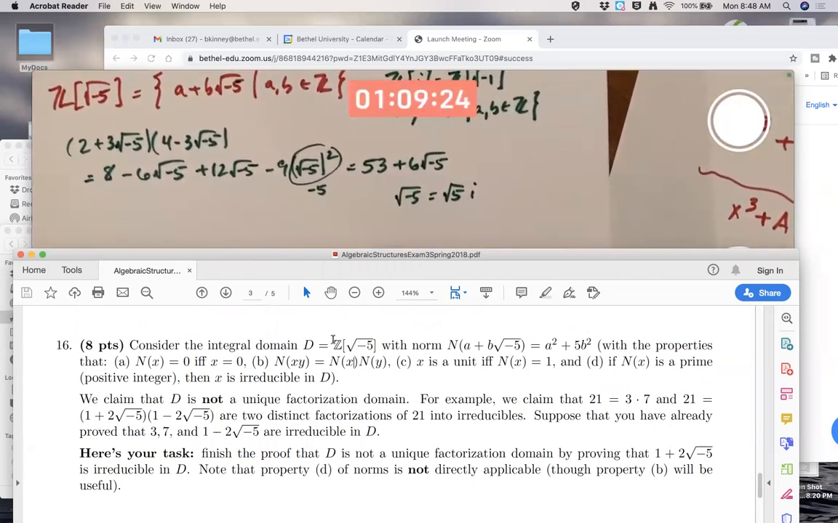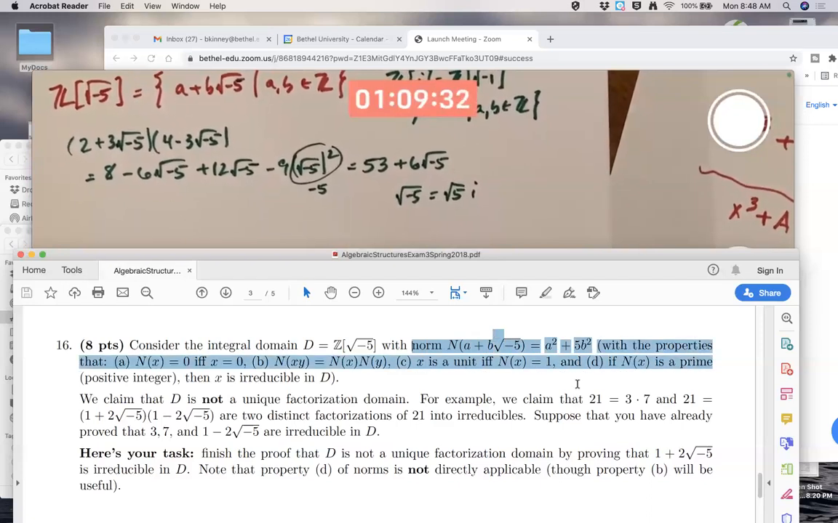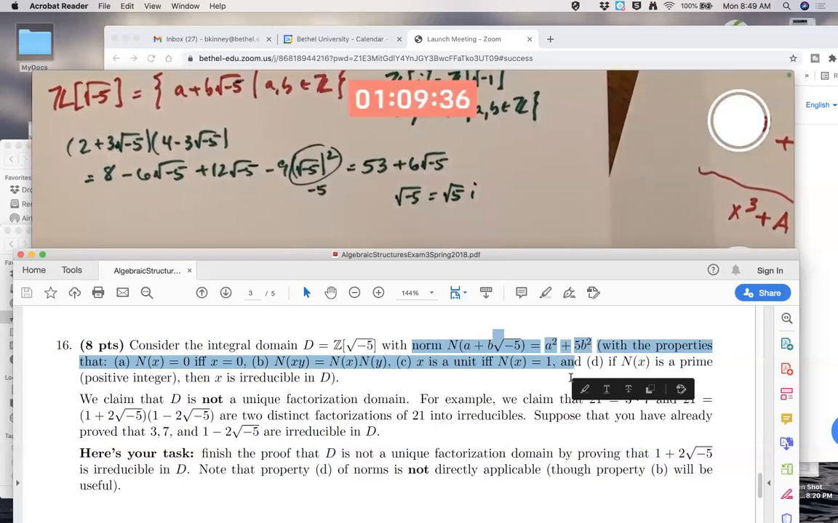This is a ring. In fact, it's an integral domain, so it's got no zero divisors. It's got something called a norm. I'm trying to remember if I introduced this in a lecture you already watched, or will it be a lecture to watch today? I don't remember.